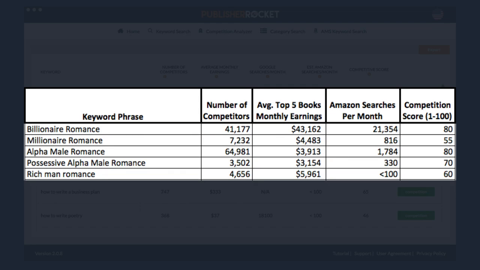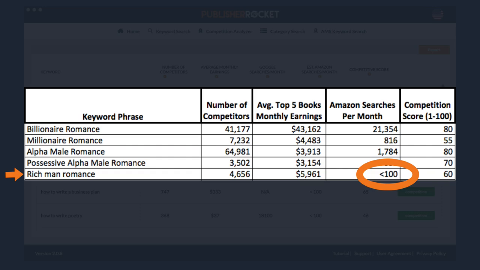In this case, just looking at the differences in types of romances, we see that many of these terms are very competitive. However, I want to specifically look at rich man romance. If you were just to look at the monthly earnings and number of competitors like other book software shows you as key indicators for success, you'd be led to believe that this is an incredible keyword. However, thanks to Amazon searches per month, we know this isn't a good keyword at all.